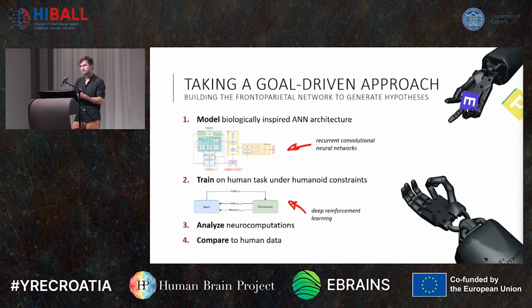Now, if that's true, if the neural computations we find in the model resemble those of the brain, then we can better analyze these neural computations than the actual brain, specifically with regard to more complex things like transformations between representations. And based on this, build new hypotheses about, for instance, sensorimotor processing, and compare that to human data in the end.